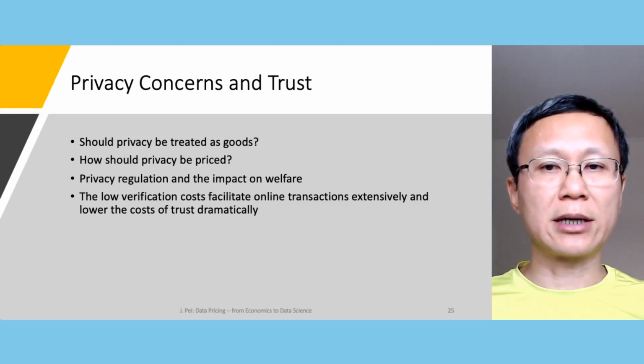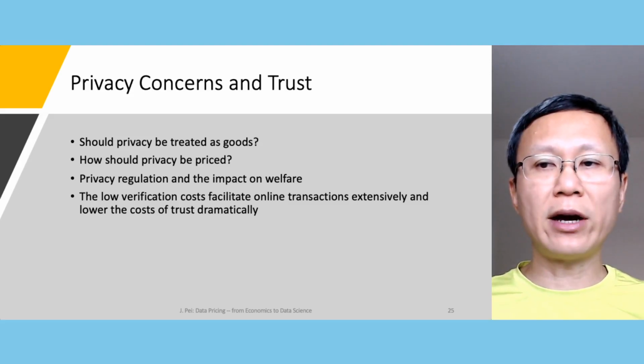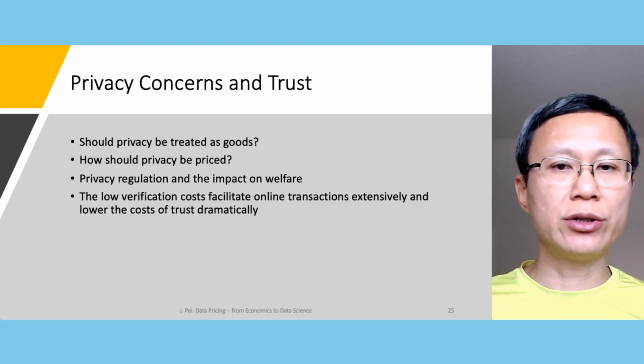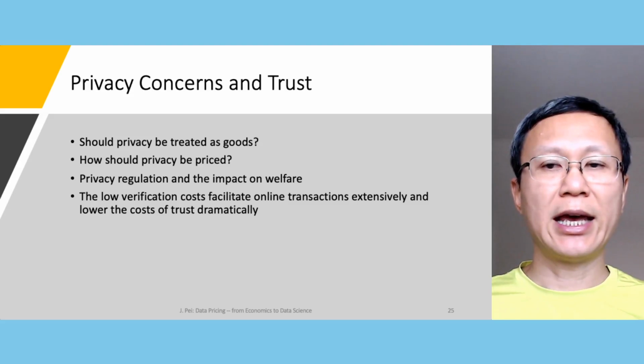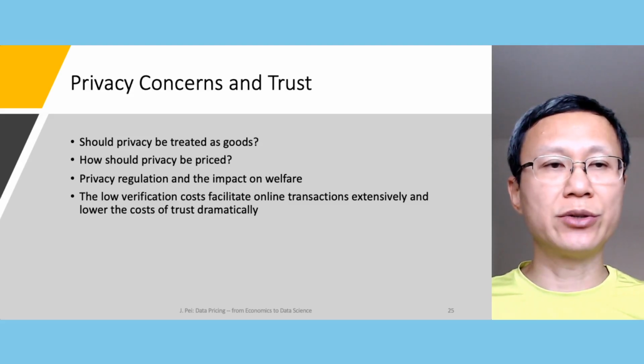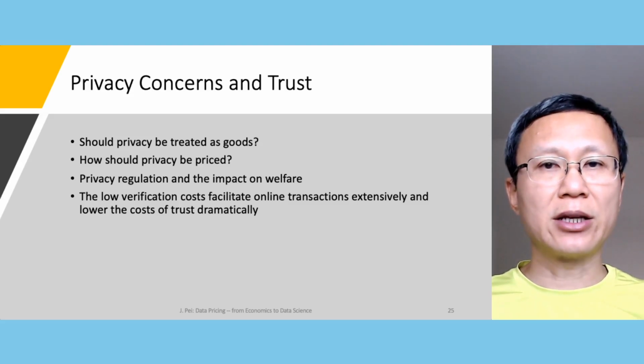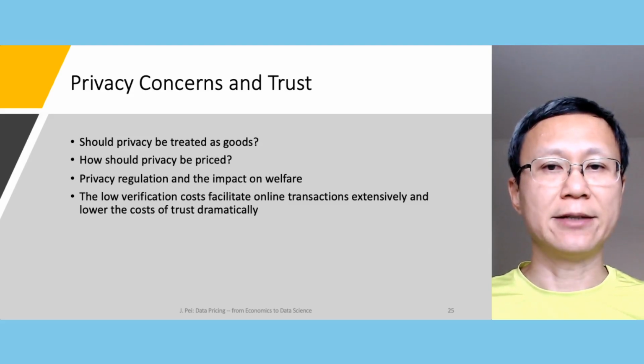As a byproduct of low checking costs, the cost of verifying the identity and reputation of producers and users of information goods is dramatically lower than in traditional scenarios. The low verification costs facilitate online transactions extensively and lower the cost of trust dramatically.